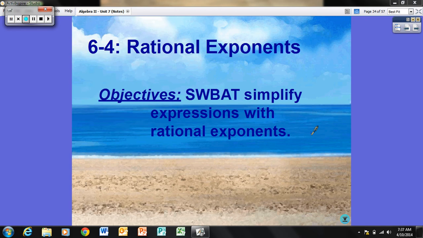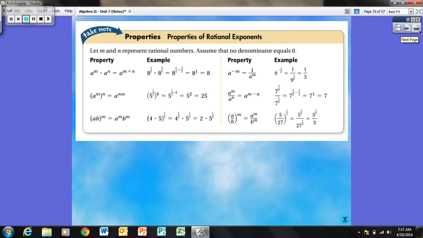Alright, so this is section 6-4. We're going to be talking about rational exponents. But before we talk about rational exponents, we need to remember some of the properties of exponents.